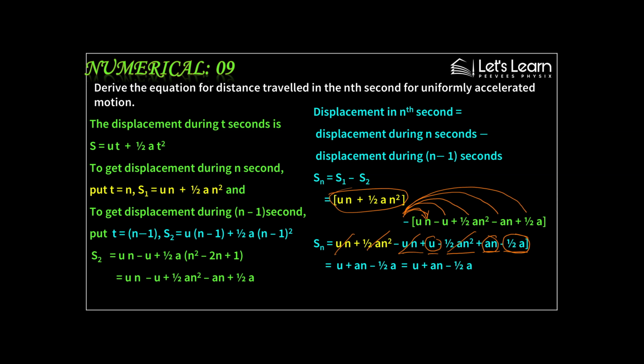What I'm doing next is I'm just keeping 2 and 2 over there. I'm choosing a by 2 out. So u, a by 2 out. When a by 2 is out, this a and this 2 disappears, remaining one is 2n, a by 2 is out, remaining is 1. So this is the distance traveled or displacement during the last second, nth second of a uniformly accelerated motion. That's all.